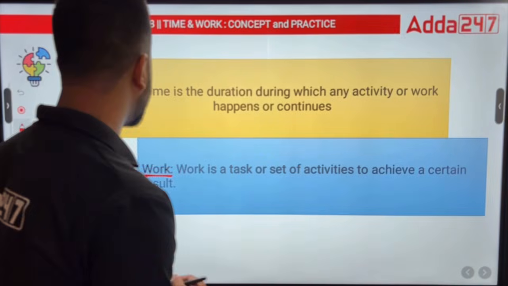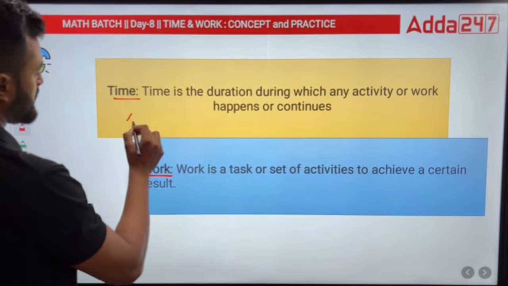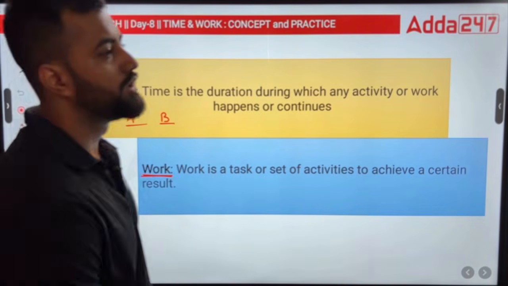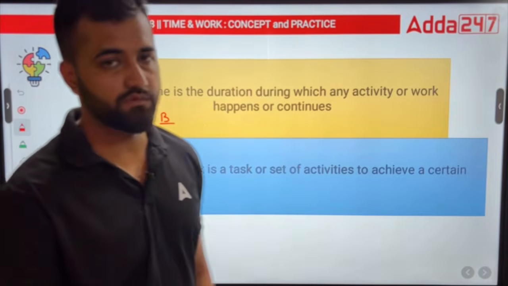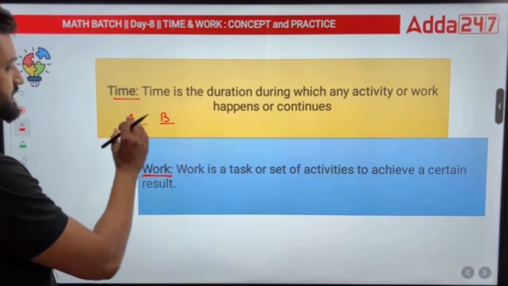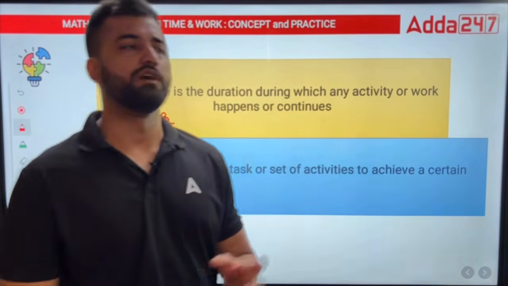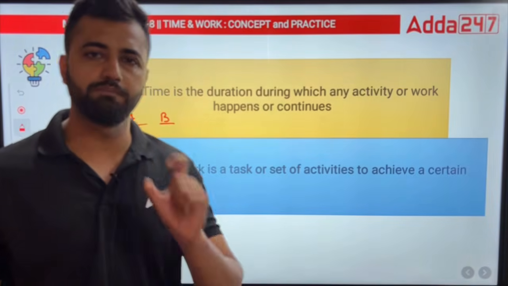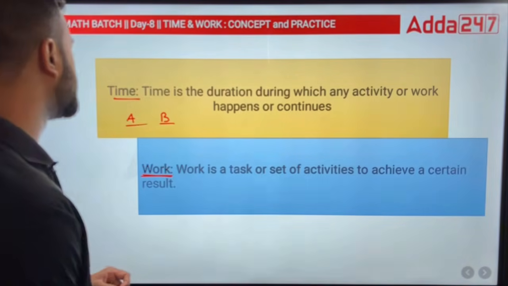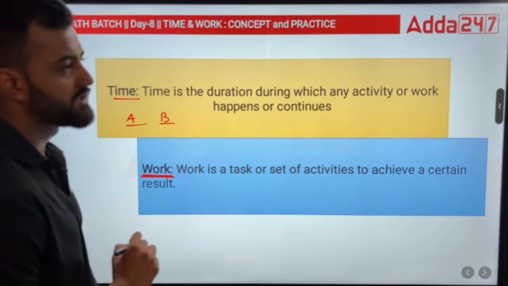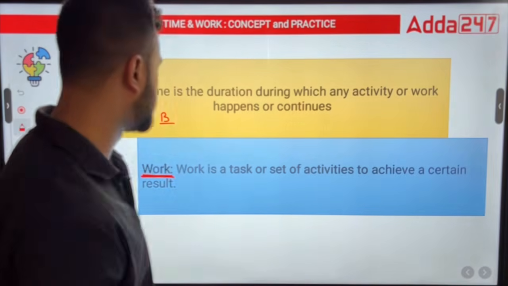Suppose I say there is A and B. Now if I want to tell who works better, in that case you have to compare them, but you cannot compare them on any kind of parameters, right? We have to compare them on the basis of some parameter, and that particular parameter is your work. So we'll be seeing who does this particular work better on the basis of the work given to them.